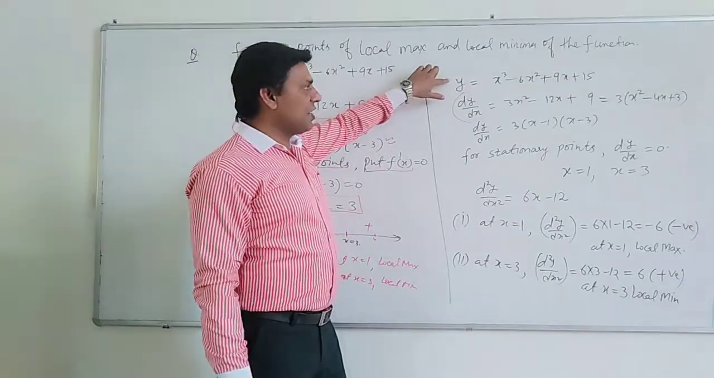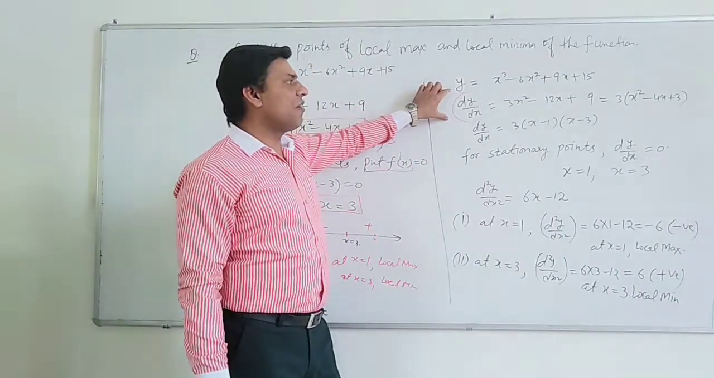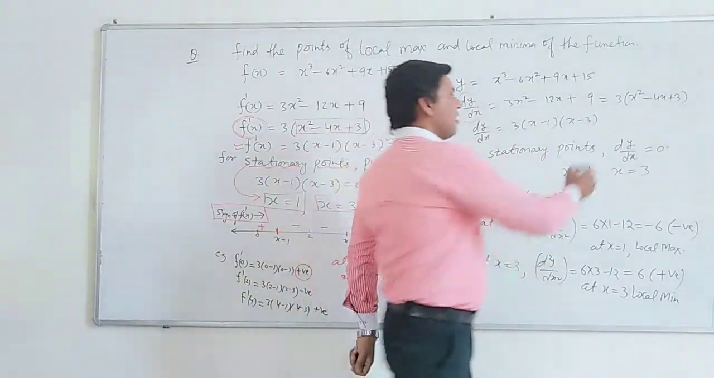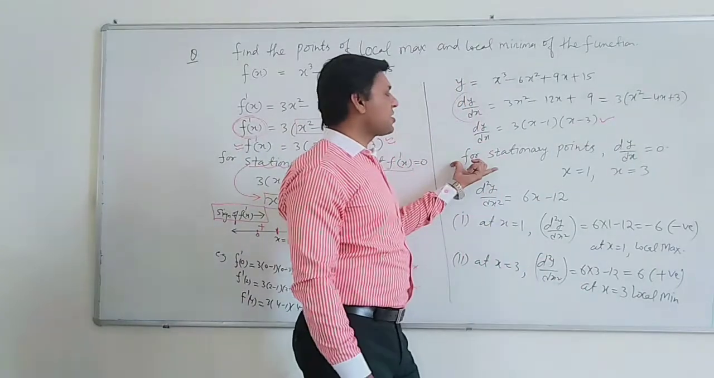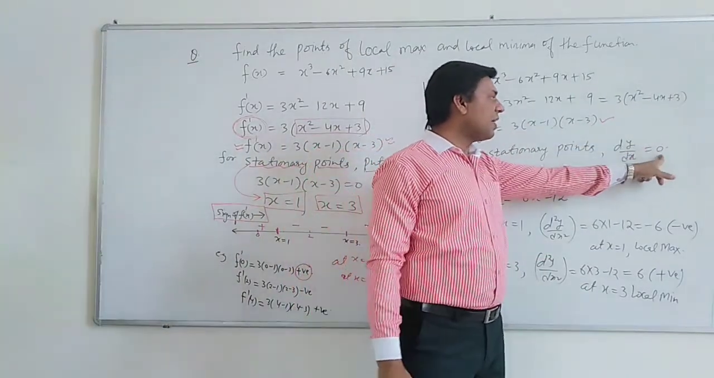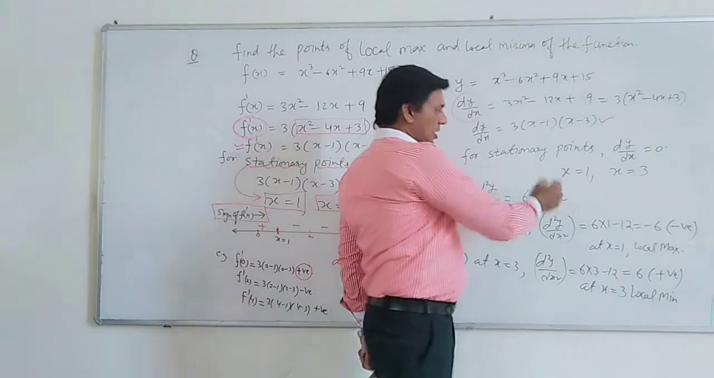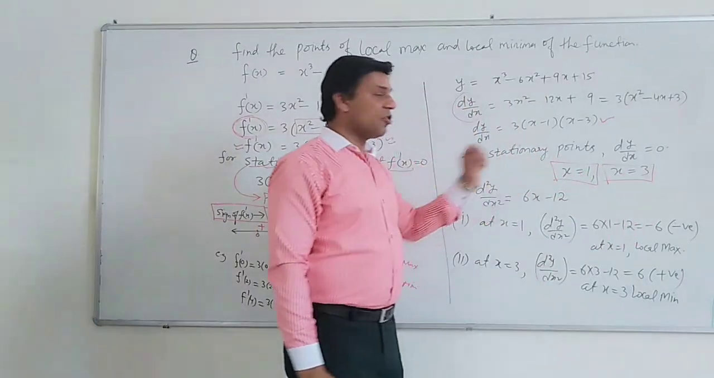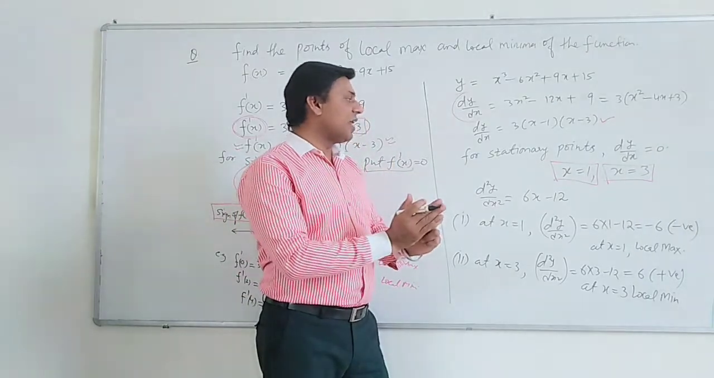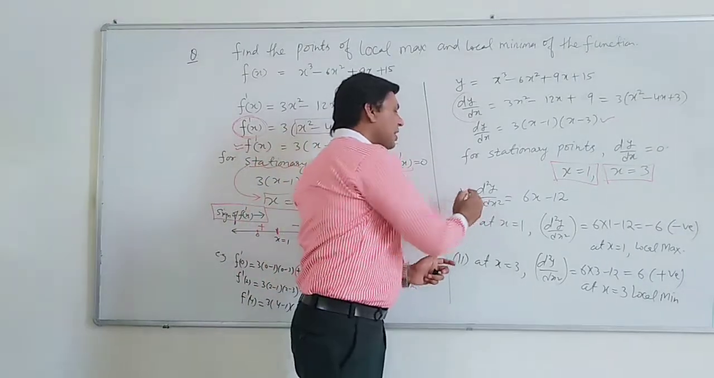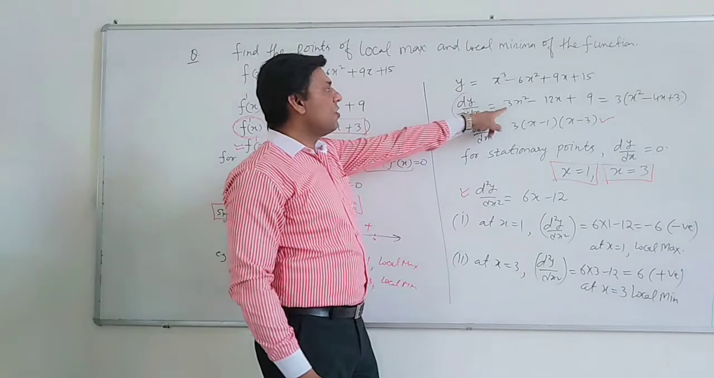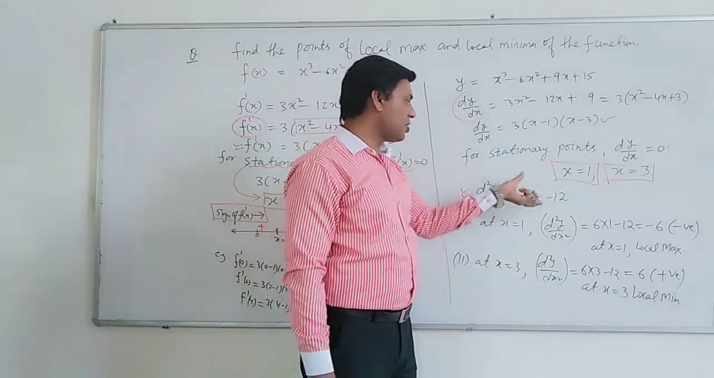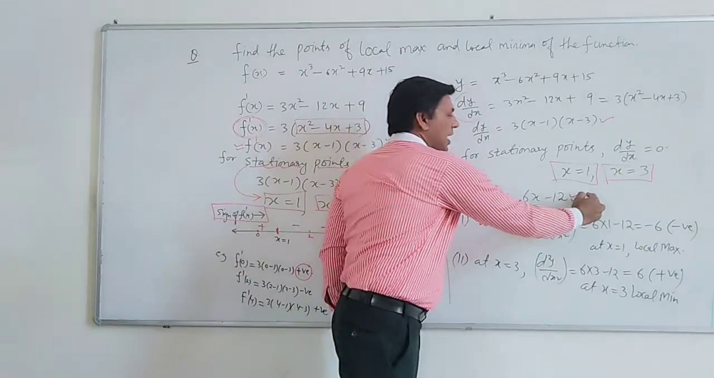So y has been given to us, so we will differentiate this, dy upon dx, and here we have the first derivative. For stationary points, we will put dy upon dx is equal to 0, and as in the previous case we have got x is equal to 1 and x is equal to 3. But in the second order derivative test we need to find d2y upon dx2, which I have got from this formula: 6x minus 12. This is our second derivative.